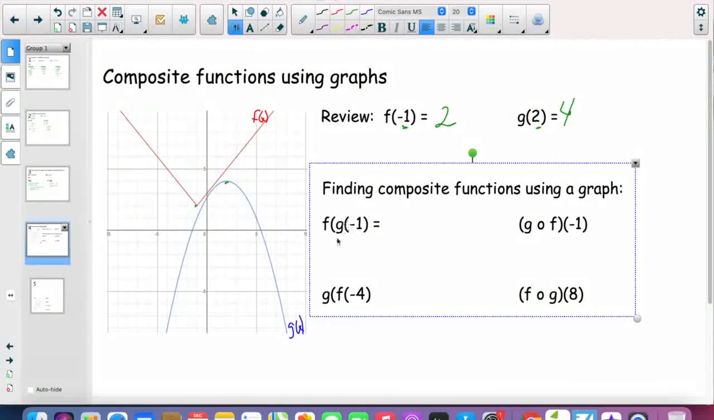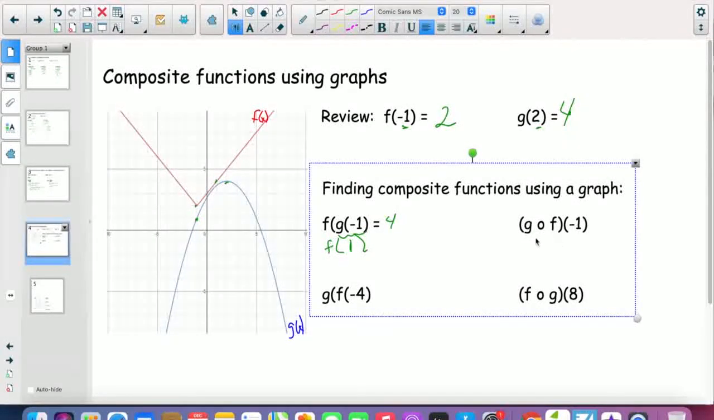So in this one, they're asking us to find f of g of negative 1. Well, g of negative 1 is the y value when x is negative 1 on the g function. So at negative 1 on the g function, that is at 1. So g of negative 1 is 1. So the next thing we have to find is f of 1. So we go to the x value of 1 and then travel up to the f function at 1. The f function at 1 has a y value of 4. So f of g of negative 1 will be 4.